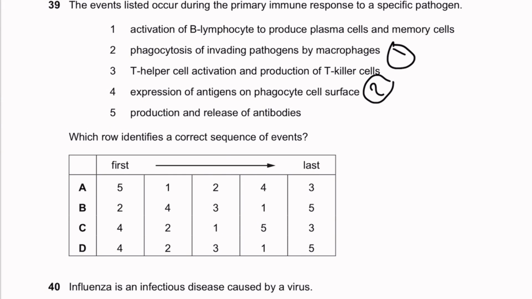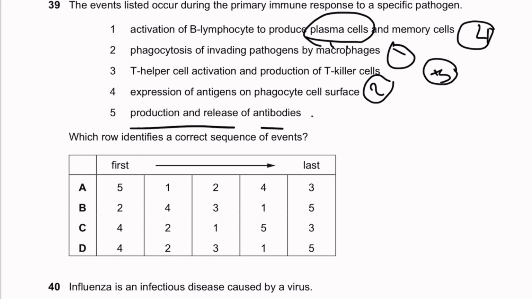But let's continue. 5, production and release of antibodies. That's actually going to be the last step. So let's get back to this later. Production of memory cells should also be one of the last steps. But obviously, option one says activation of B lymphocytes to produce plasma cells and memory cells. Since you're activating them to produce plasma cells, which are the ones that produce and release your antibodies, it's going to be 1, then 5. So I would say T helper cells are going to be number 3, and then this will be 4, and this will be 5. Okay, it's going to be 2, 4, 3, 5, 1.